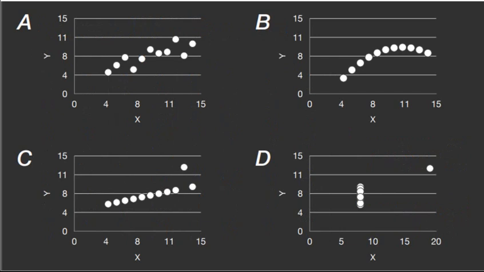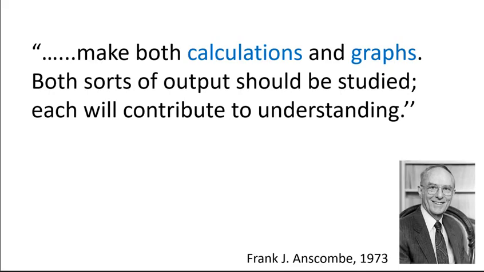4 very different stories, similar relationships, positive correlations. 2 of them are linear, B is nonlinear, D just is quite wonky with an enormous outlier. So we learn a lot more about these data sets when we see them plotted up. Frank Anscombe said, make both calculations and graphs. Both sorts of outputs should be studied and each will contribute to understanding. And that's really important. This isn't just about making pictures out of data. It's really understanding your data and knowing what you can do with it.